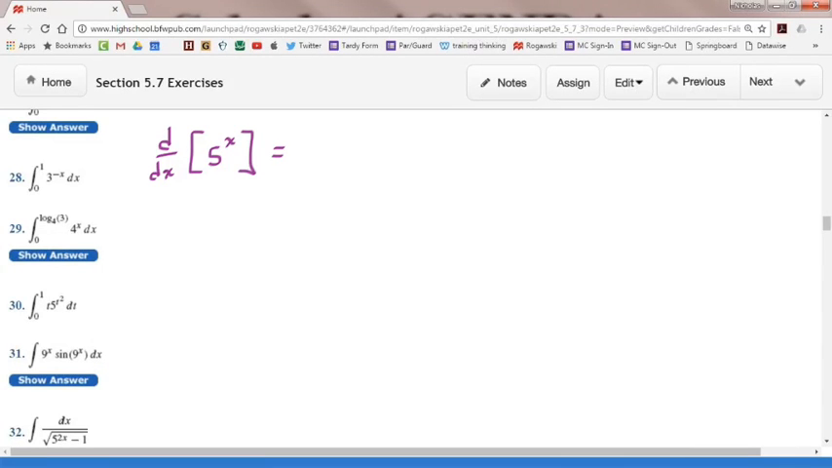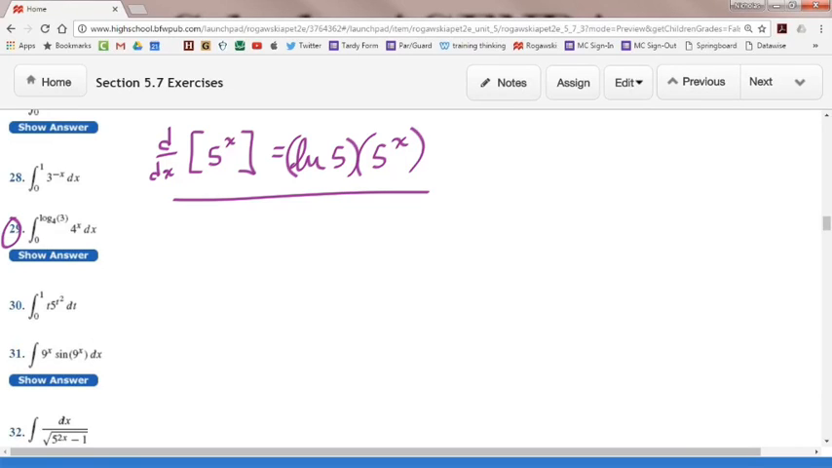If you were to take the derivative of an exponential function, you would get natural log of 5 multiplied by 5 to the x power. Right? Okay, that's the derivative of an exponential function. So what happens if you take the integral of an exponential function? What's that going to be? All right, think about that for a second.